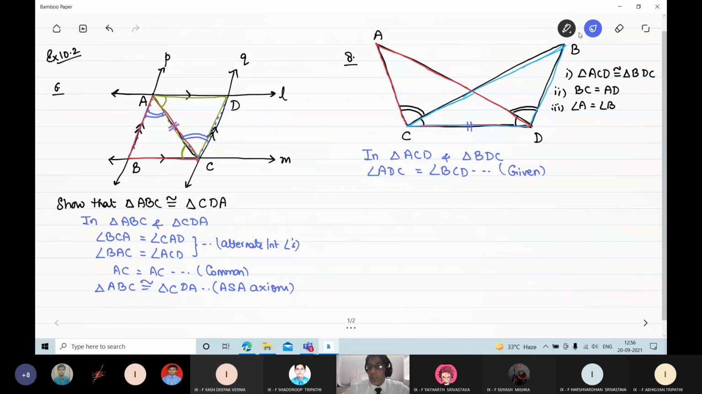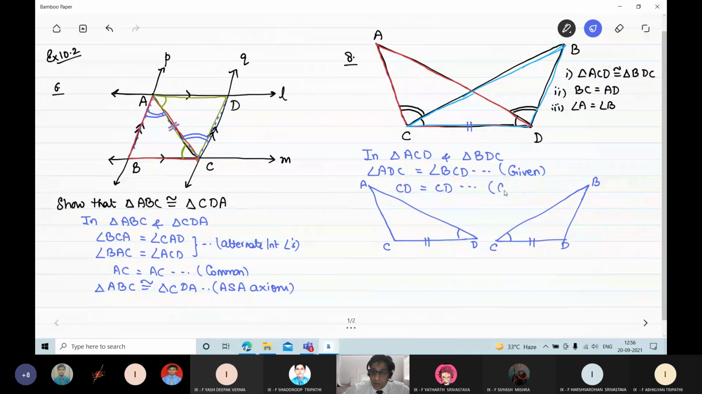If you are not able to relate it, the best thing to do is to make these triangles separately. You can do it in your exam copy, where you are solving. No marks are deducted for doing this. You can simplify the question for yourself. So it's given that this angle is equal to this angle, CD is equal to CD. So we know that ADC is equal to BCD, it's given, and I also know that CD is equal to CD, which is common. Is this clear, children? Yes, sir.